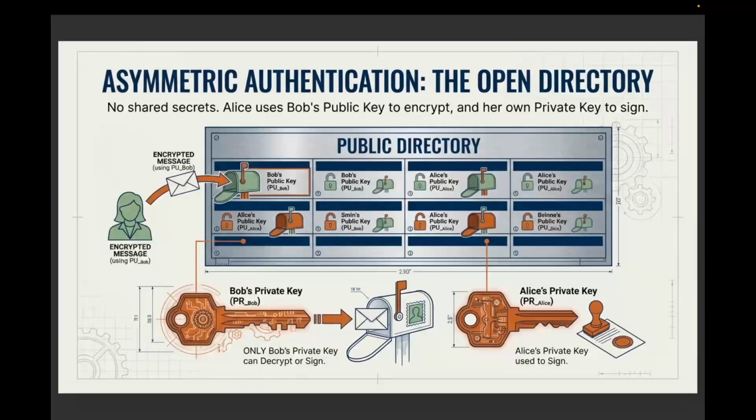Now let's move on to asymmetric authentication. Here we do not use shared secret keys. Instead, Alice encrypts the message using Bob's public key. She will also sign the message using her own private key. So Bob decrypts using his private key and verifies Alice's signature using her public key. So there is no shared secret. Public keys are stored in a public repository like a public directory. This model works well in open networks like the internet, but it depends on trusting the authenticity of public keys.